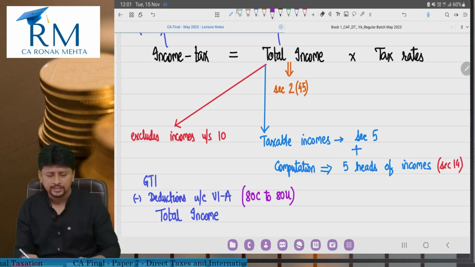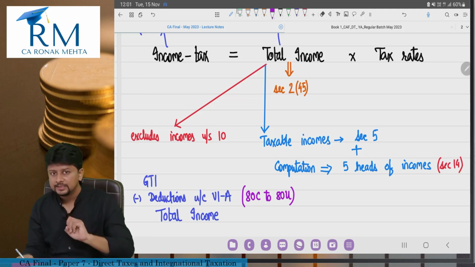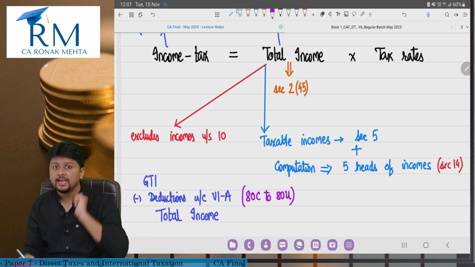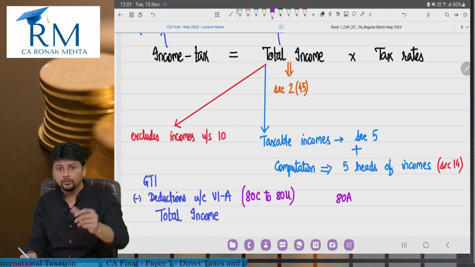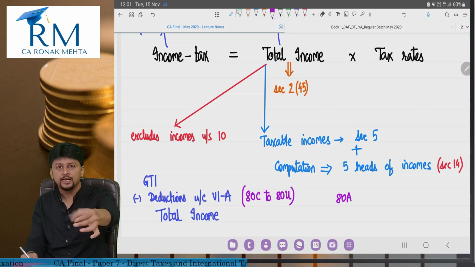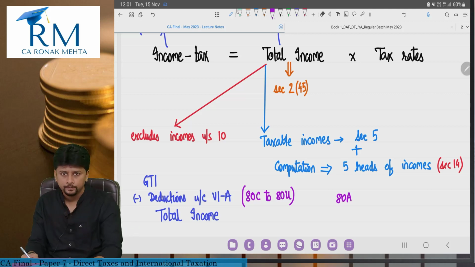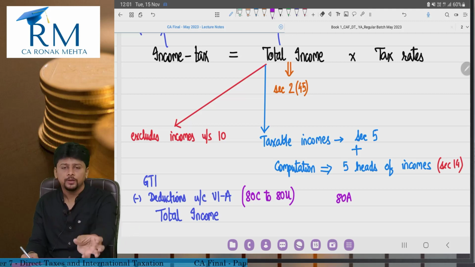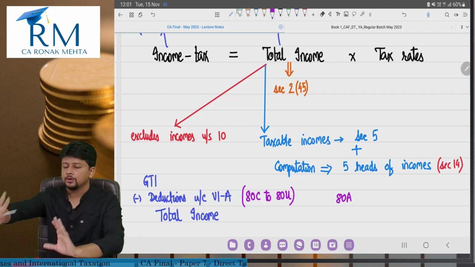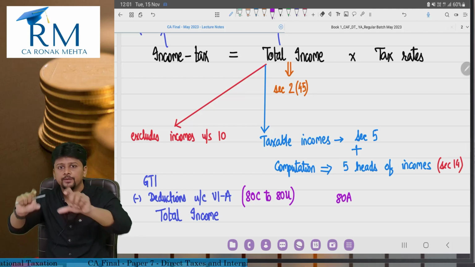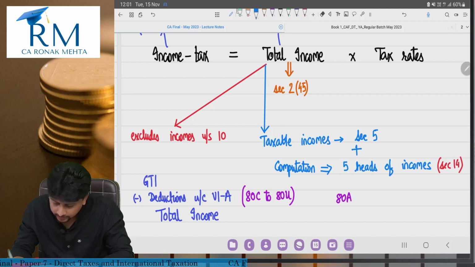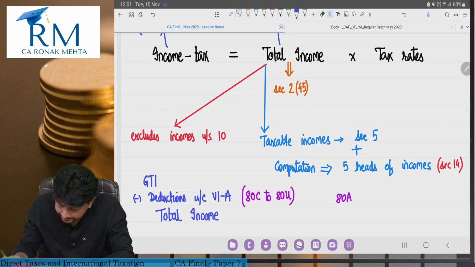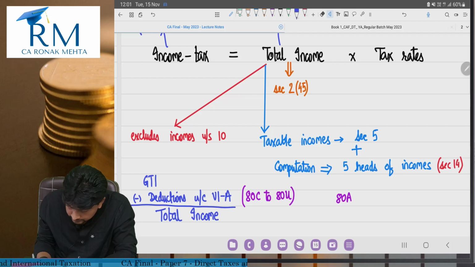Actually, Chapter 6A does not begin from 80C, it begins from 80A. But 80A is general theory about the deduction. It does not give you a certain X rupees as deduction. It says this much amount is allowed as a deduction, this much is not allowed. Basically it starts from Section 80C. Now coming back to what I was talking with you, this is my total income, this is the computation part.